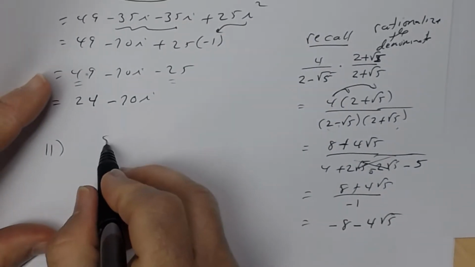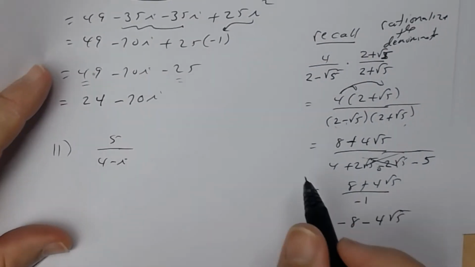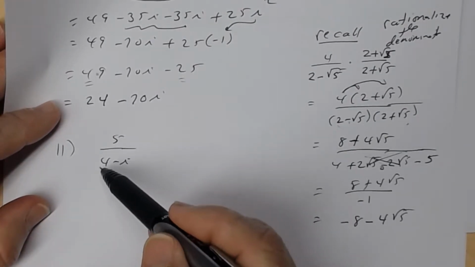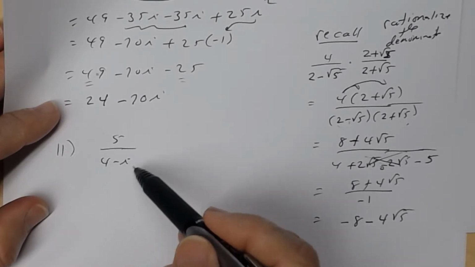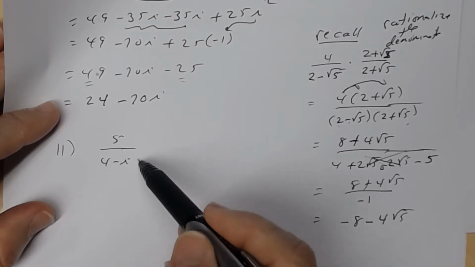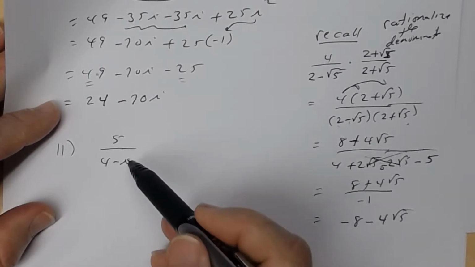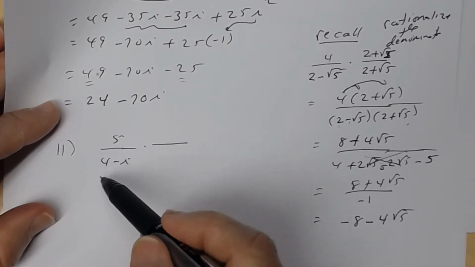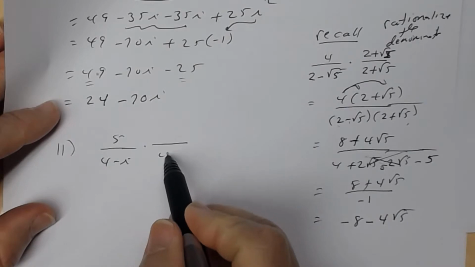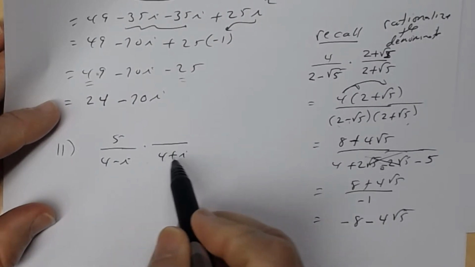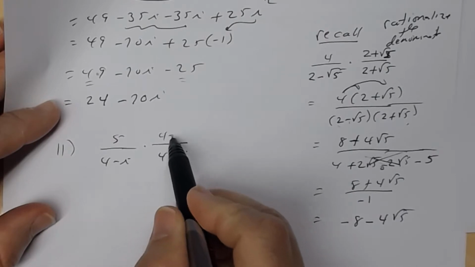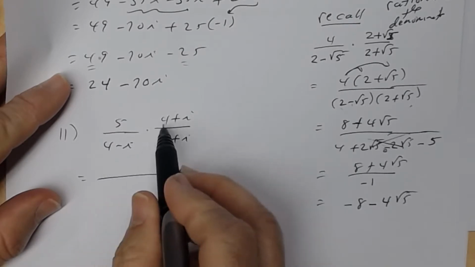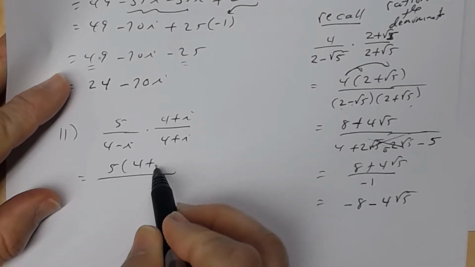So you have 5 divided by 4 minus i. So when you divide complex numbers, you don't want the denominator to be an imaginary number. You want this to just be a real number. So we're going to multiply numerator and denominator by the conjugate of 4 minus i. So the complex conjugate of 4 minus i is 4 plus i. But what I do to the denominator, I have to do to the numerator. So then I get, I'm going to write this as one fraction now. So I get 5 times, in parentheses, 4 plus i.